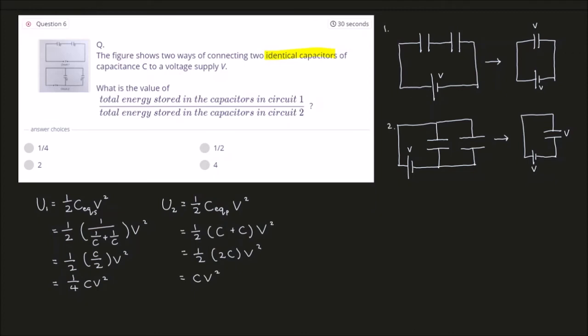Now they ask for circuit 1 over circuit 2, so it's U1 over U2. So it's 1 over 4 CV squared divided by CV squared. So the answer will be 1 over 4. The answer is the first choice over here.